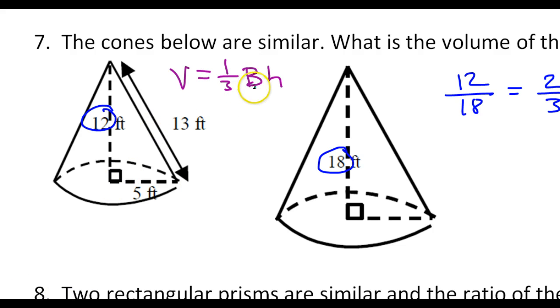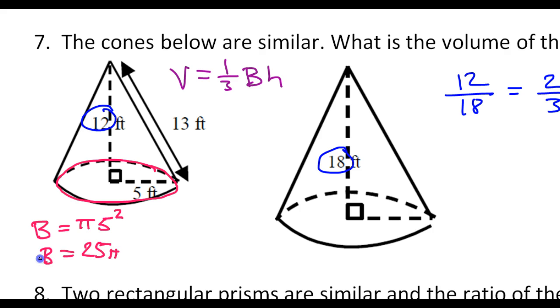Now this B stands for the area of the base, so I'm going to calculate that off to the side. The area of the base, well, the area of a circle, the base is this circle right here, and that's pi r squared. So that's pi 5 squared. So the base is 25 pi.